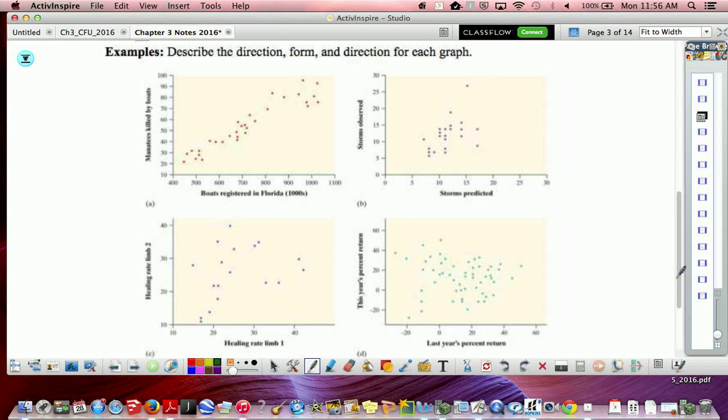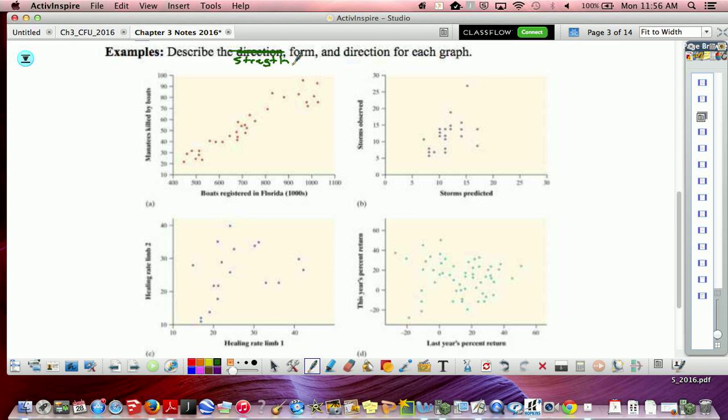It says describe the direction, form, and direction. But this should say, I apologize, strength. Just realize that there's a typo. Why would I ask you to describe the direction twice, but not the strength? When I look at these, again, I also want to put it in the context of the problem. We don't know the full context, but at least we have the x and y axes labeled, so we know what variables we're talking about here.